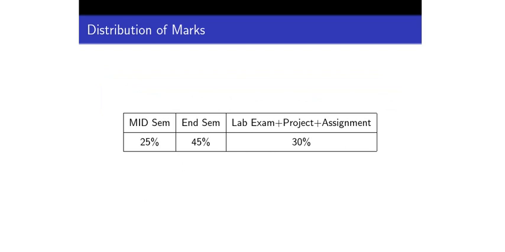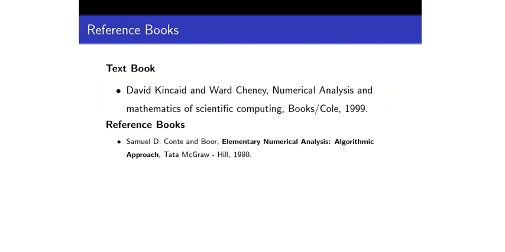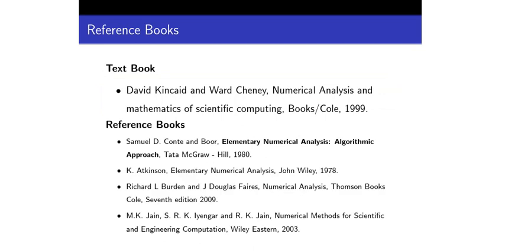So these are the reference books. I should first mention the book I am going to follow as a textbook, by Kincaid and Cheney, that is Numerical Analysis and Mathematics of Scientific Computing. It is an American Mathematical Society book. Other reference books are by Conte and de Boor, by Atkinson, and by Burden and Douglas Faires, and Jain and Iyengar. The very famous book, Burden and Faires, and Jain and Iyengar. Of course, some of the part we are also going to take from Conte and de Boor.